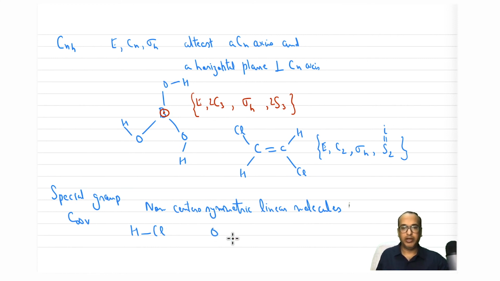Or let's say we have COS or CSO. So the elements will be E, C infinity. We can see that there is a C infinity axis passing through the linear axis of the molecule, and infinity sigma v's. So infinity sigma v's are all the sigma v's which contain that particular C infinity axis, right? And we can find out the corresponding operations. There will be infinity operations arising because of C infinity.